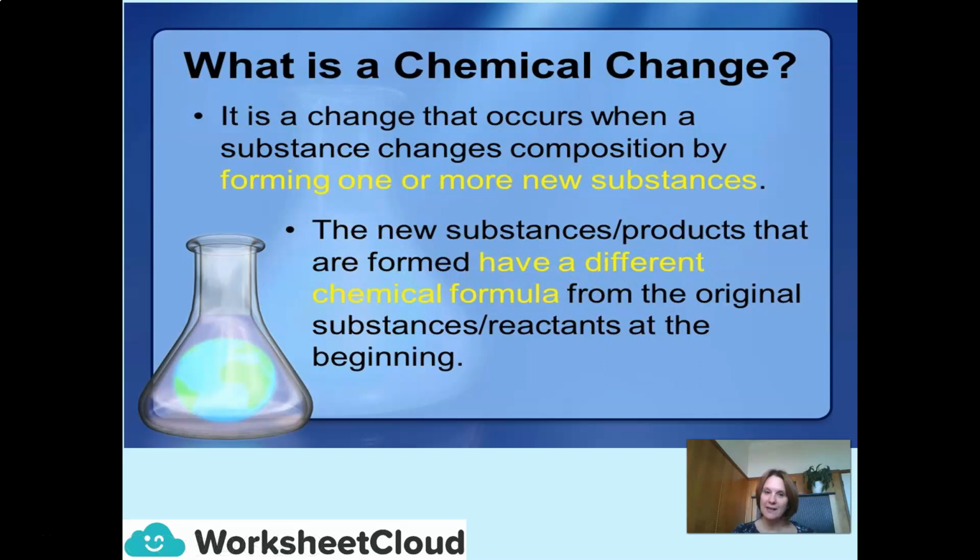Like water stayed the same, it's a physical change, H2O. A chemical change, the water would not stay the same. It no longer is the same. It has a different chemical formula from the original substance or reactants at the beginning.